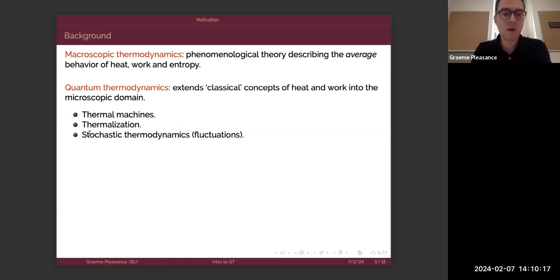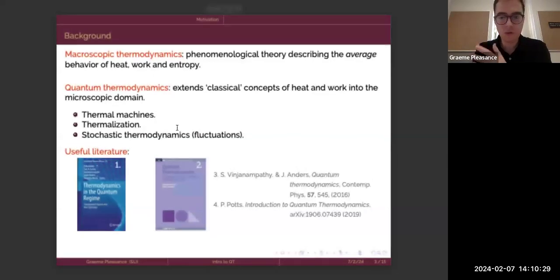This can be analyzed in a classical setting, but there's also a lot of interest recently in developing stochastic thermodynamics from a quantum perspective. In this mini school, these are more advanced areas of the field. This is just to give you a flavor of some of the applications of the field. For the remainder of these lectures, I won't really go into either thermalization or stochastic thermodynamics.